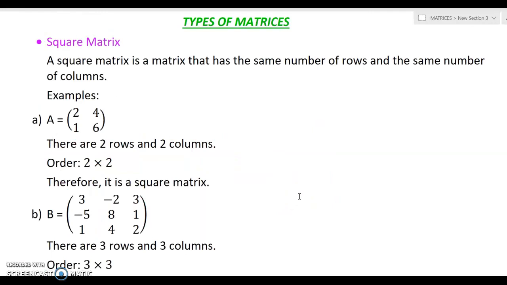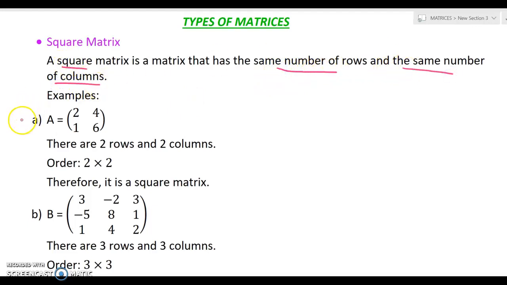And it's good to know the different types of matrices that there are. So the first one we have is a square matrix. A square matrix, just as the name says, remember a square, think about a square. A square has 4 equal sides, right? So all the sides are equal. So in a square matrix, it has the same number of rows and the same number of columns.